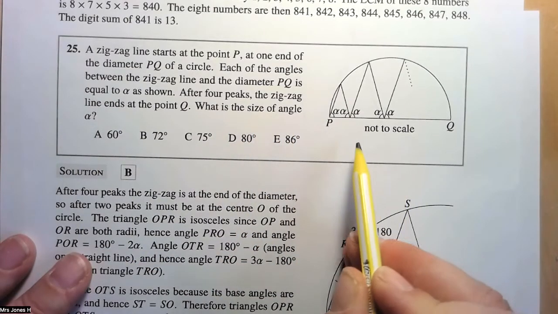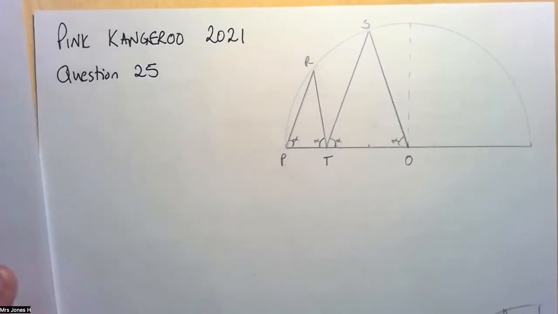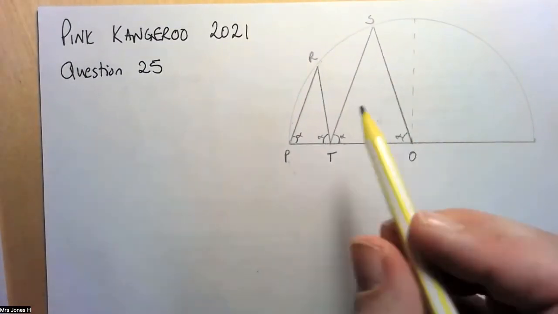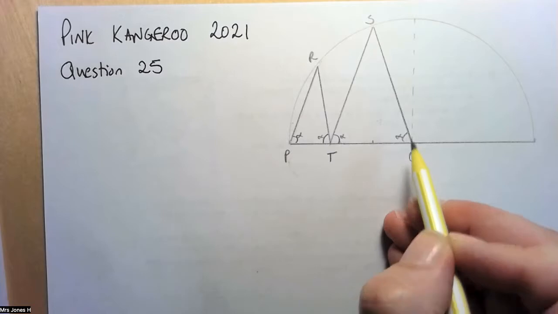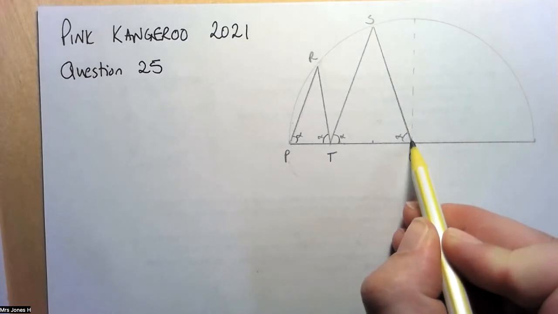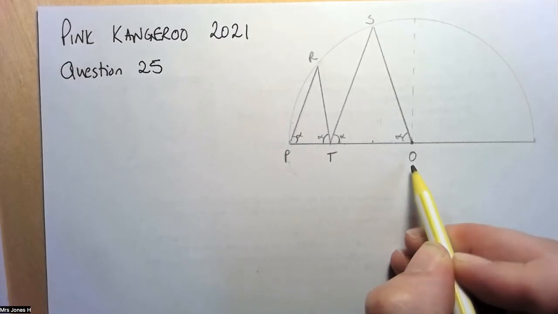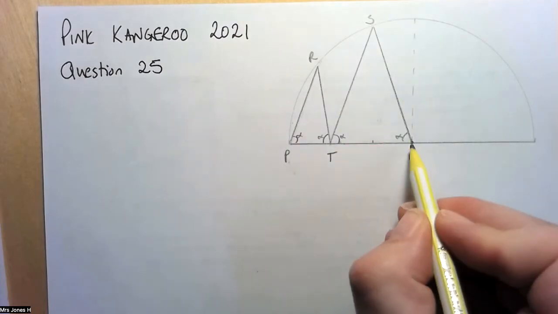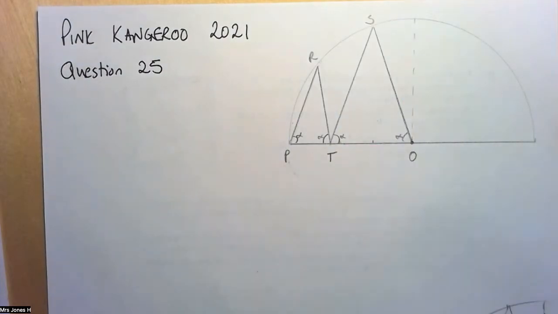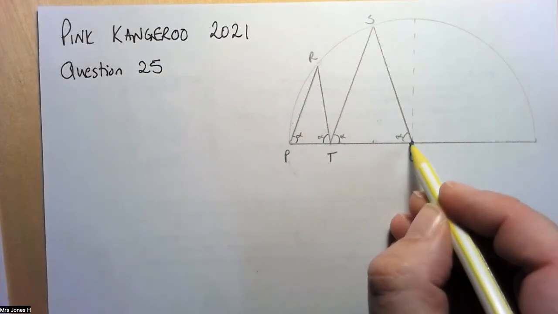And this is not to scale. So what I've done is I've drawn it out. It's still not quite to scale, but it's a bit better. Because you'll get 4 peaks, what you find is that the second triangle actually stops at the center point of the semicircle. So this is exactly on the center point.